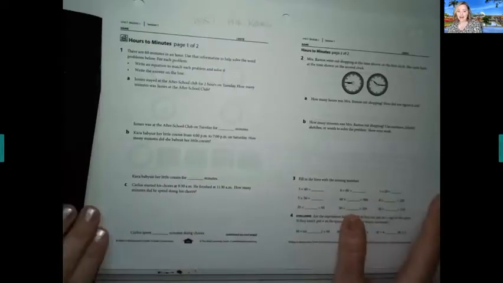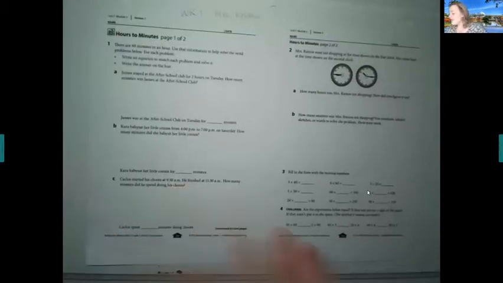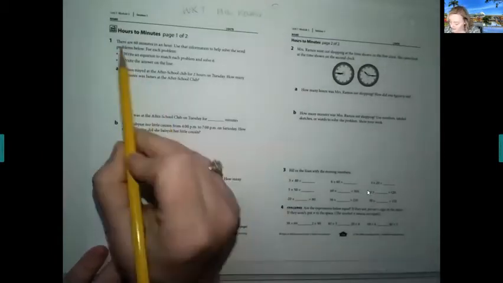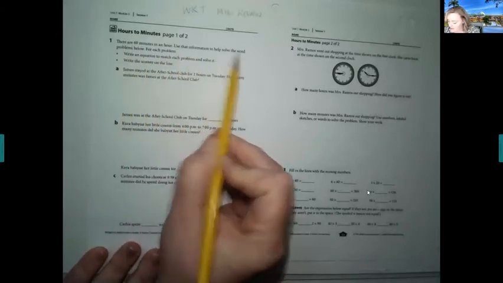Okay, so right here, as you can see, the first one is hours and minutes. It says page 1 of 2. So make sure that you read the directions carefully just to help you out. I'm going to read these for you. There are 60 minutes in an hour. Use that information to help solve the word problems below.